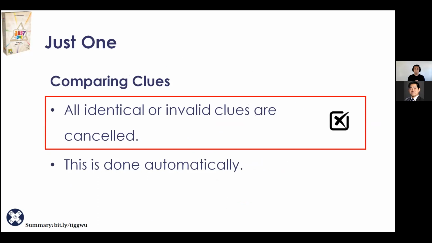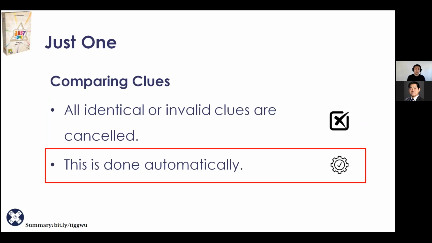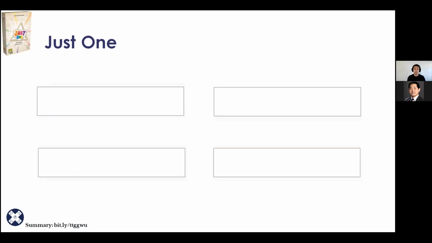An example of an invalid clue is, if the word is stone, I cannot write stone as a clue. That is not valid. I also can't write a compound word that includes stone. That's not going to be valid. When you're playing online, all invalid clues are going to be removed automatically. However, if you're playing in person, you're going to have to look through all of them and erase any clues that are duplicated with anyone else.